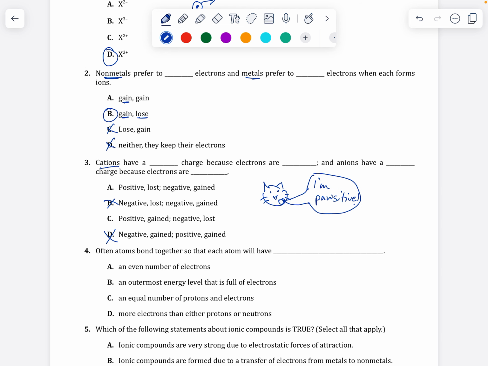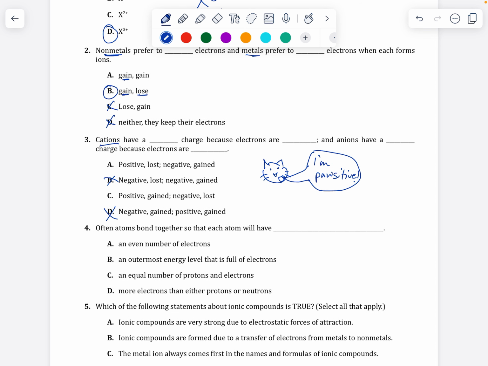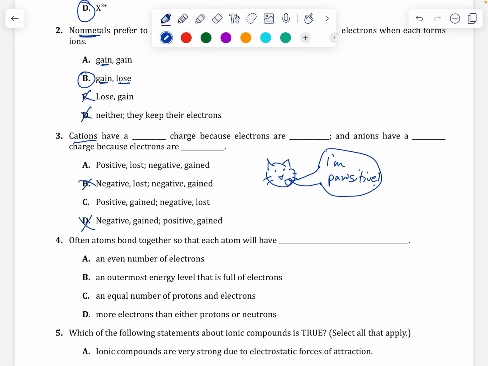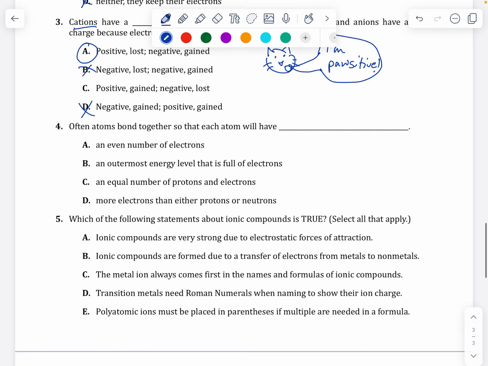We know that's not B or D because electrons are what? Well, in order to form a positive charge, electrons have to be lost in order to have more protons than electrons within the ion itself. Therefore, A helps us fill that in. Anions are negative, of course, because electrons are gained.